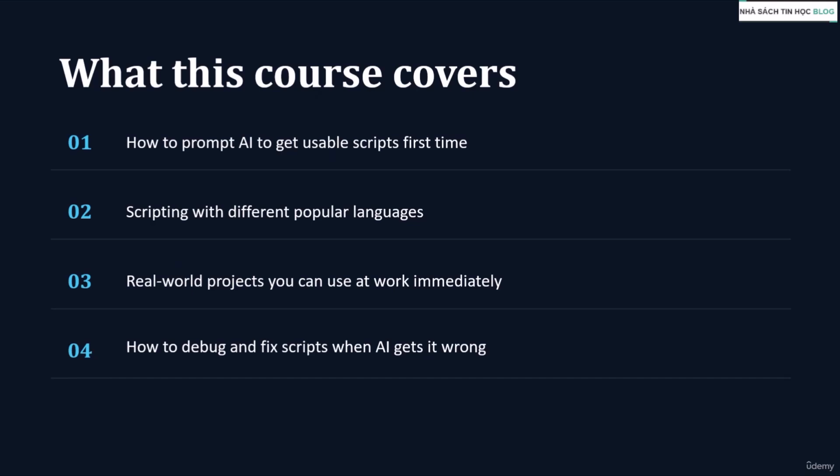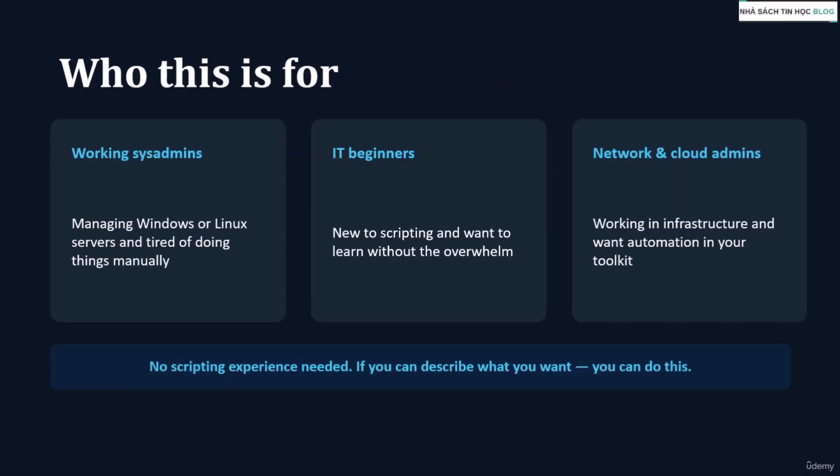Now, we've got a couple of key areas that this course is going to cover. First of all, we're going to look at how to actually prompt AI to get usable scripts the first time, because if you don't prompt it correctly, you're not going to get the right output. We're then going to take a look at some hands-on demonstrations of scripting with different popular languages. We'll look at real-world projects that you can start using immediately. And finally, we'll look under the hood and how we can debug and fix scripts when it gets it wrong. Because occasionally this is going to happen, or you're going to need to build on a script because you haven't fed it enough information, and it's important you know how to do that.